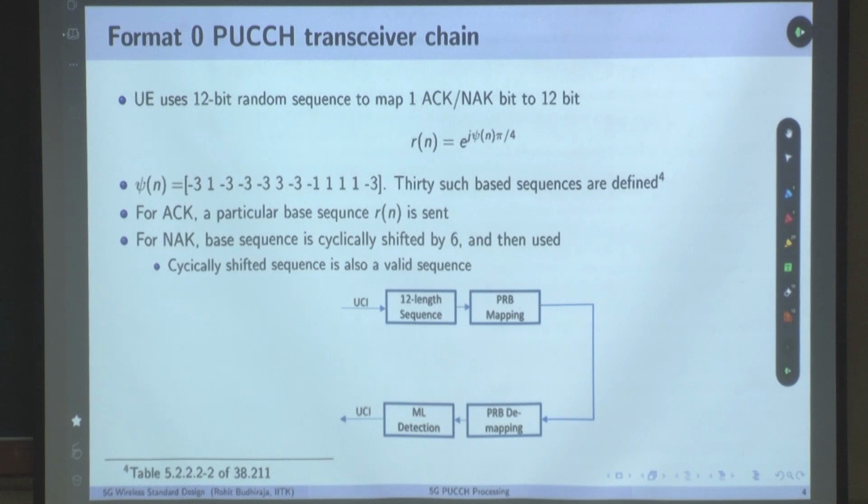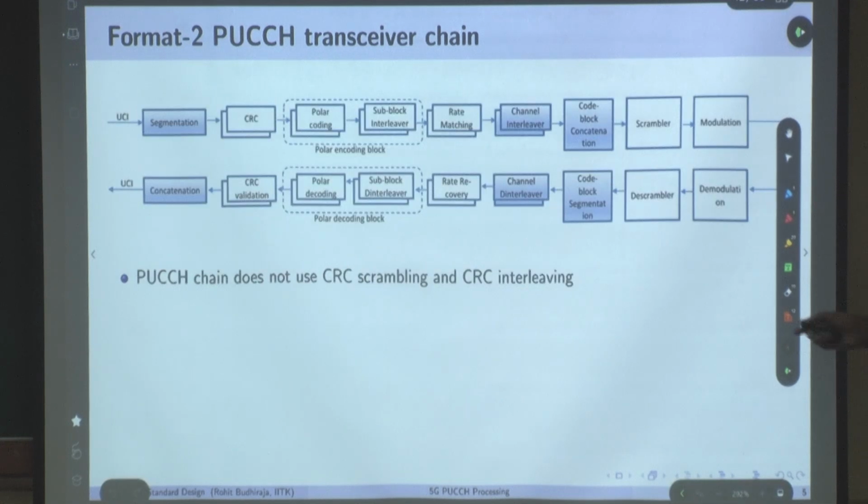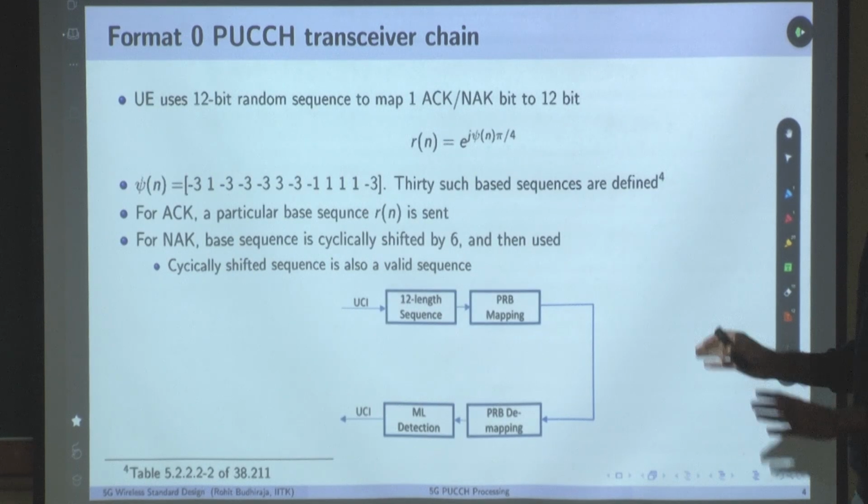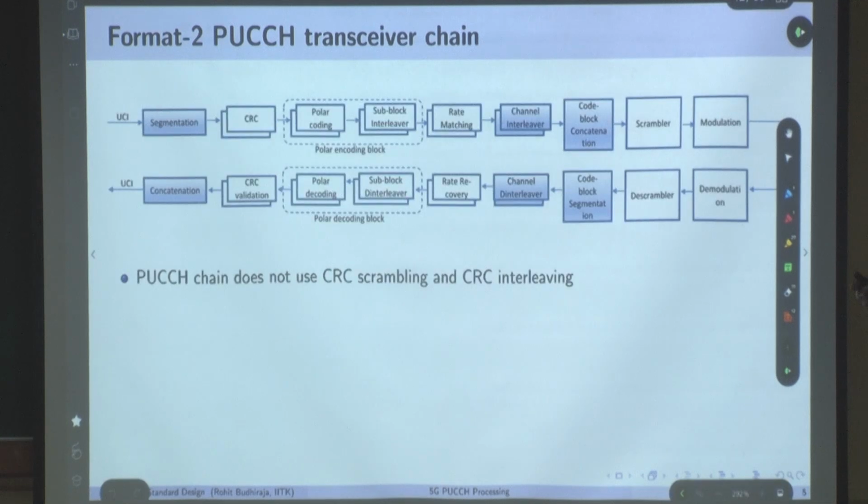So you see that there is a separate transceiver chain defined for sending ACK or NACK, because polar also requires a certain minimum number of bits to work. That's how it has been designed. Here it's only one bit, and this is a special transceiver chain for sending this kind of information. So this is format 0, very simple. Let's move on to format 2. If we understand format 2, then we'll understand a lot of things.